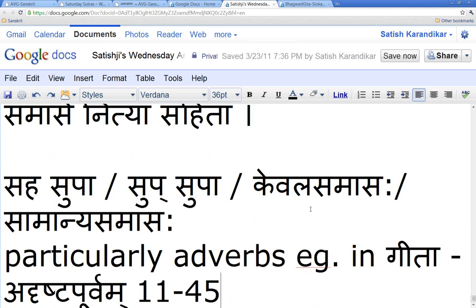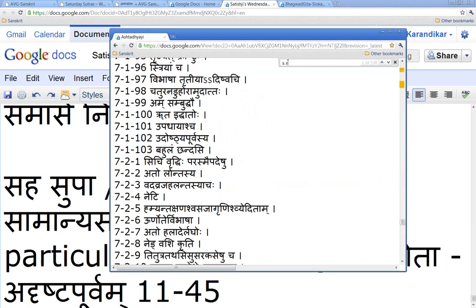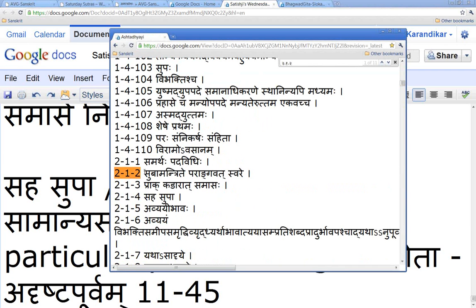Okay, now what is Sahasupa? Where is Sahasupa coming from? I think we touched on it last time. It is the entire Samasa Prakaranam. In Samasa Prakaranam, we start from 2.1.1, 2.1.2. 2.1.2 had the Sup. Subhamantrite Parangavat Swareho. Yeah, that one doesn't concern us that much. We're talking about a Swara application, so we don't have to worry about it.